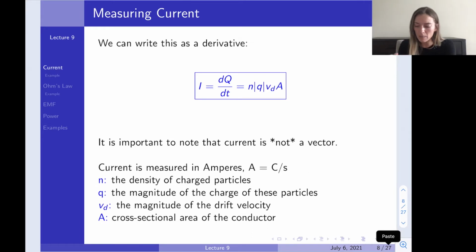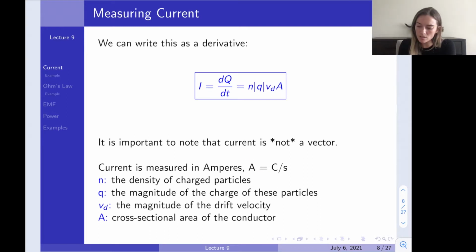Now a couple of things to note here. The first is that current is not a vector. So you will often see current denoted with a direction, but it's not really a vector, and we'll talk about that more when we get to current density.